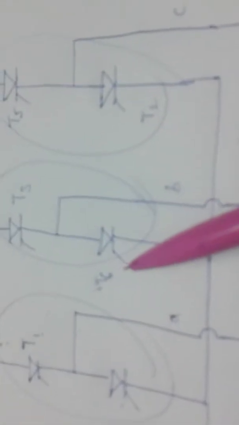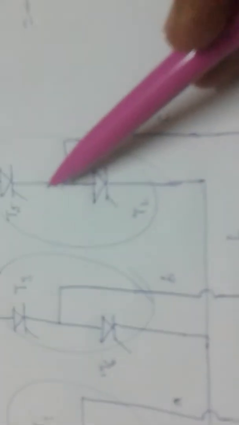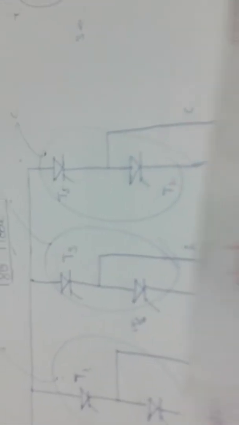Coming to B phase, it's T3 and T6. After 120 T3 is going to conduct. After that T6, before 120 also T6 will conduct. Okay, that is about B phase. Now C phase, T5 and T2 are conducting. First T5, after 240 it will conduct T5, after that T2, and before that also T5. Like this these are going to conduct.